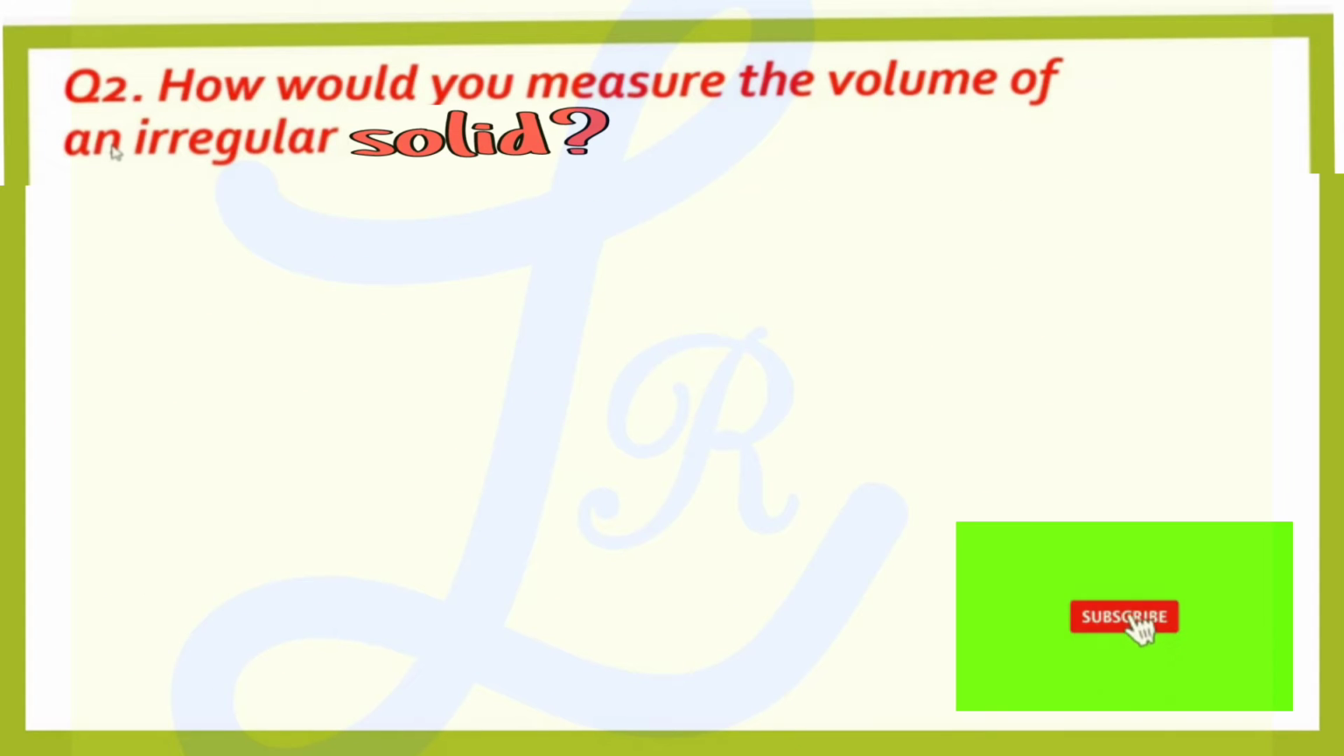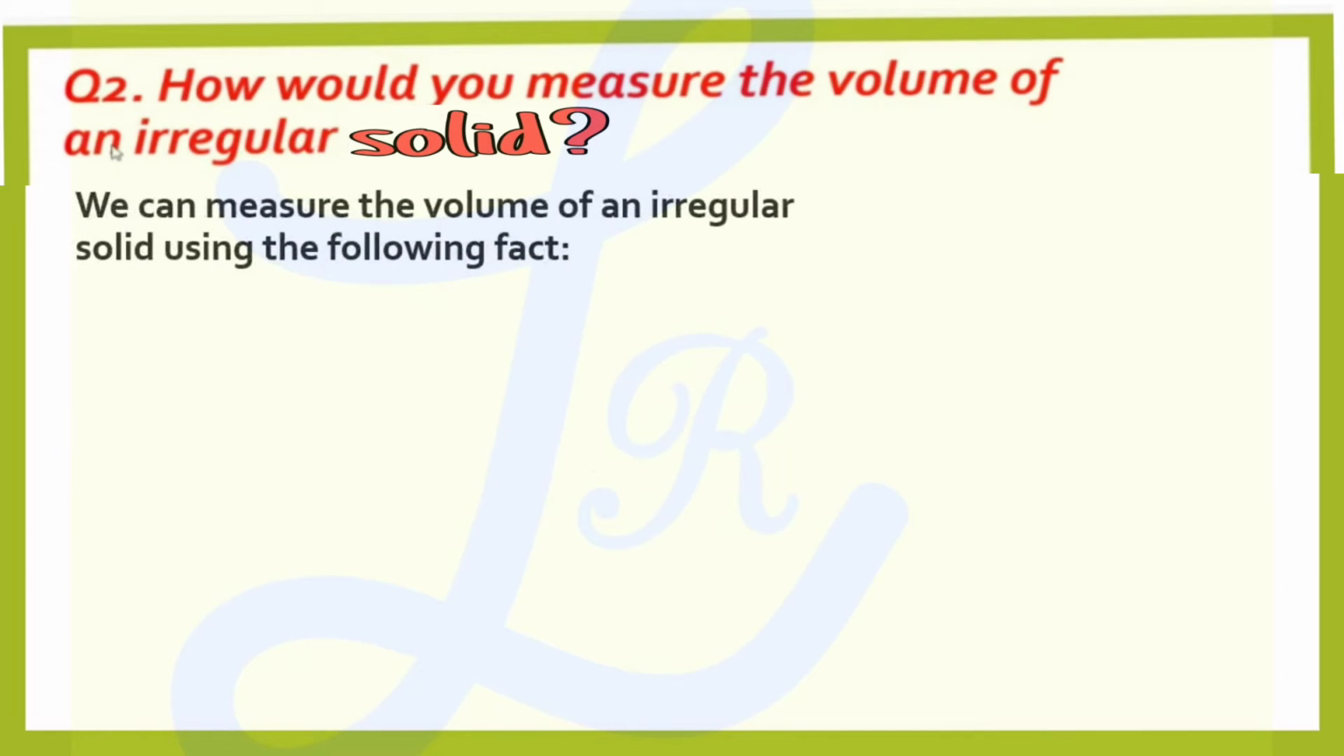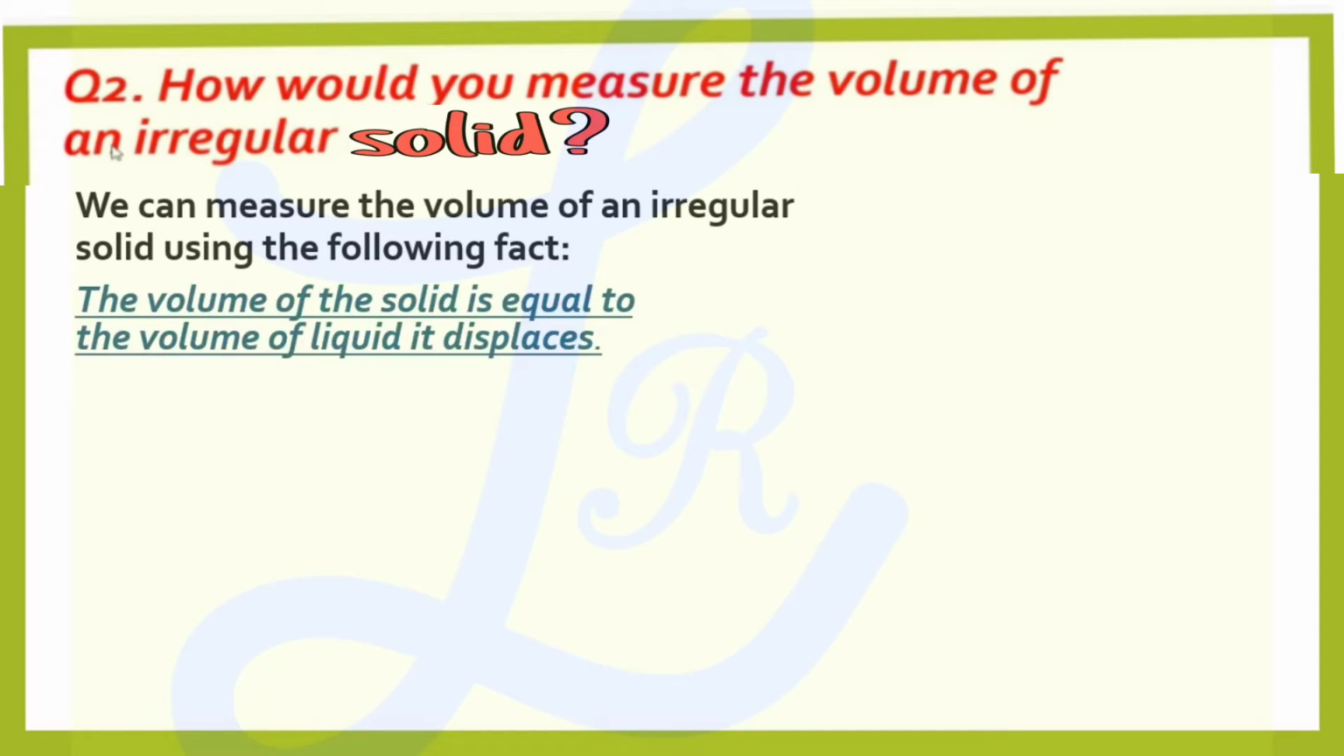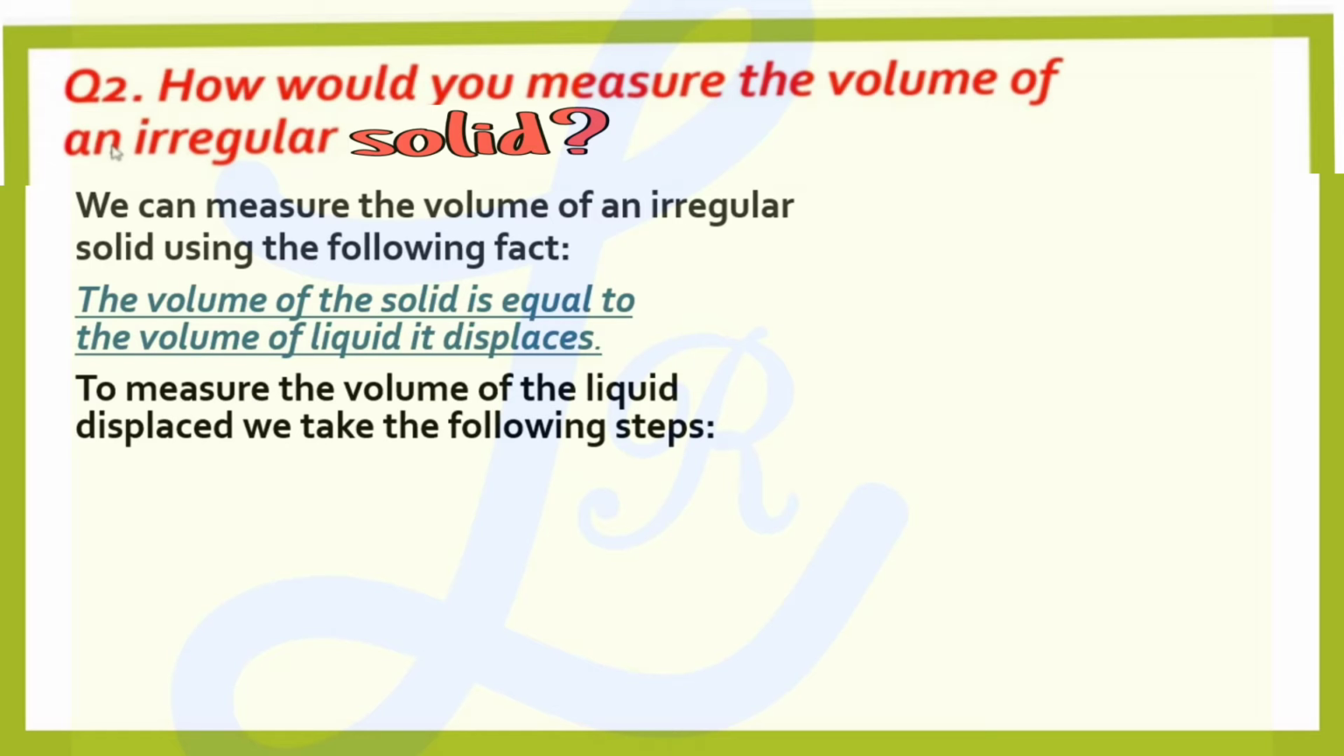Next question is how would you measure the volume of an irregular solid? We can measure the volume of an irregular solid using the following fact: the volume of a solid is equal to the volume of the liquid it displaces. Volume of a solid means how much space the solid is occupying. That space is equal to the volume of liquid it displaces. To measure the volume of the liquid displaced, we take the following steps.